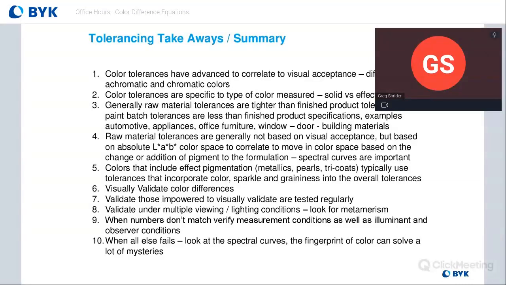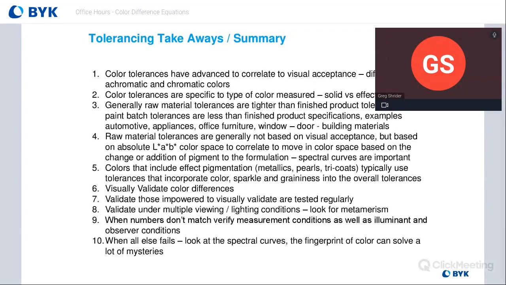And really, spectral curves become really important here. A lot of people can read spectral curves and tell you what kind of color differences there are just from looking at the curves. Again, for colors that include effect pigmentation, the tolerances usually incorporate the color, sparkle, and graininess into the overall tolerance itself. So you can have one number that gives you a nice pass-fail way to look at your process and see if it's in control.